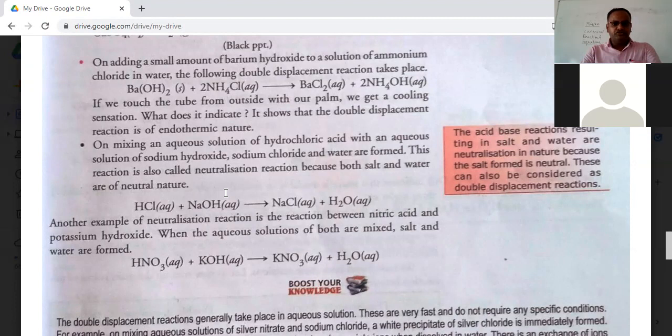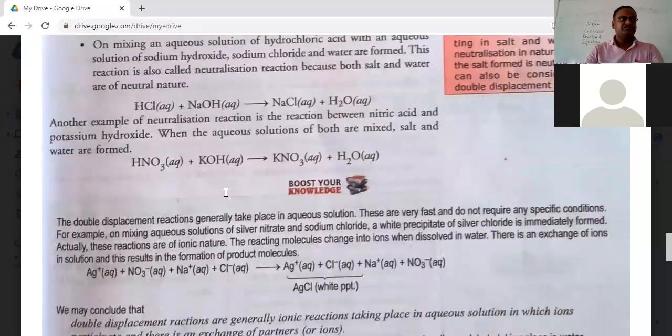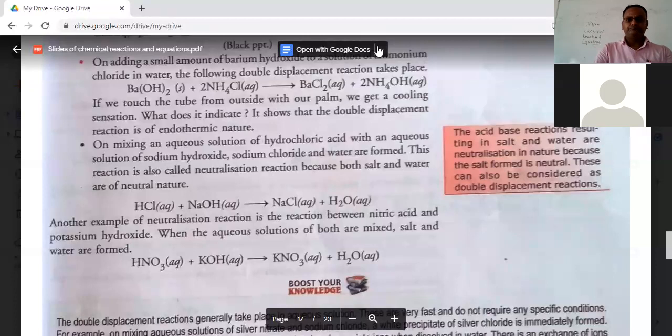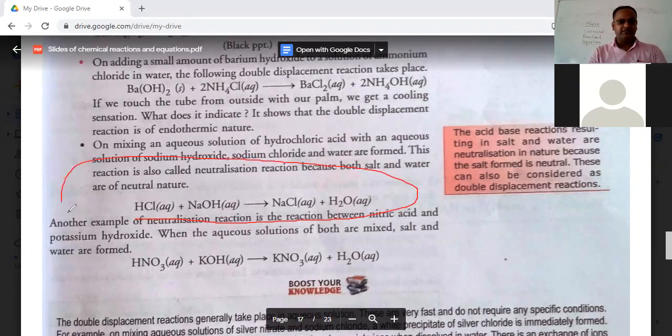Now, before going into the first, the neutralization reaction, all of you look into this chemical equation. HCl combined with NaOH to form NaCl and water. All of you look at this equation which I have circled on the screen.